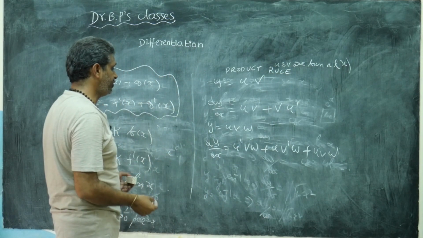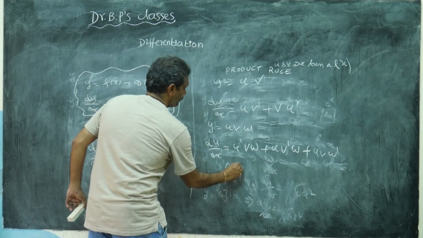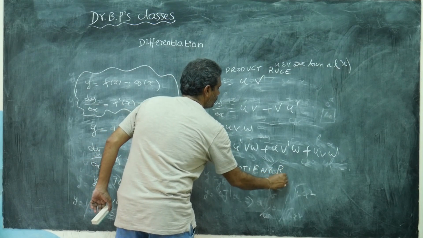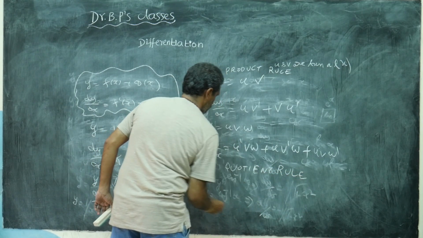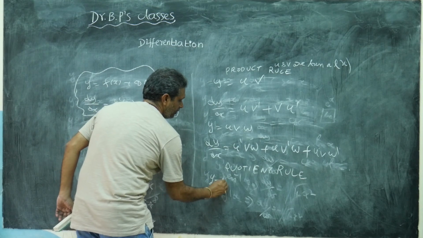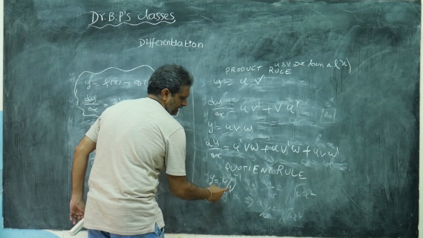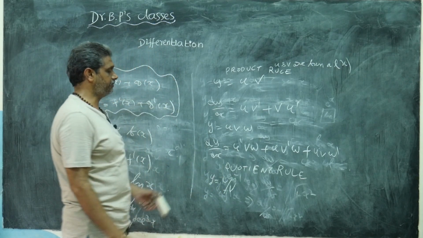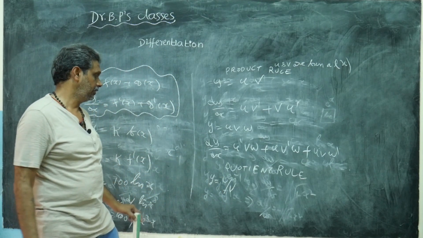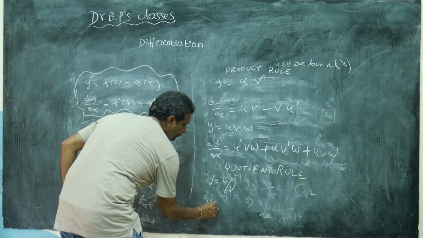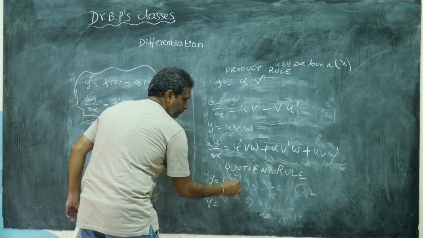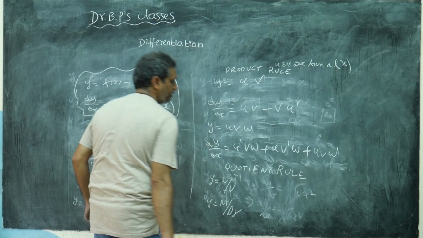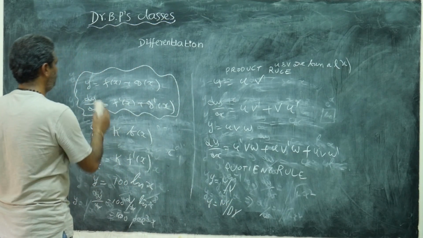Then they will tell the quotient rule. Quotient rule means what? You will have a fraction, y is equal to u by v. Same story actually. U is a function of x, v is a function of x. So don't remember it as a constant. Some sin x by cos x like this. See, y is equal to, I don't want to say u by v, I will say numerator by denominator. Then dy by dx, how will I write?